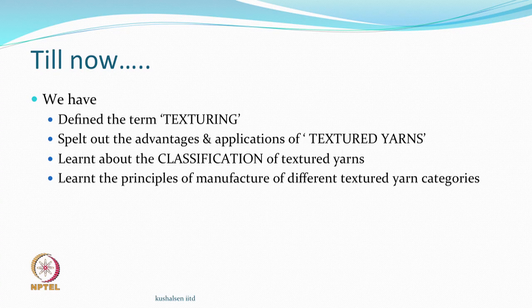What have we done till now? We have defined texturing. We have also known about the applications and advantages of textured yarns. We have done the classification and also learned some of the principles of manufacture of different types of textured yarns. We talk about texturing, and what it means is three processes: Helenka, false twist and turbo duo. All of them will give us a helical structure.